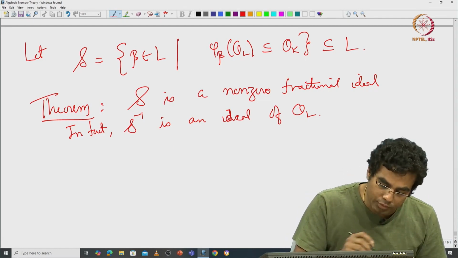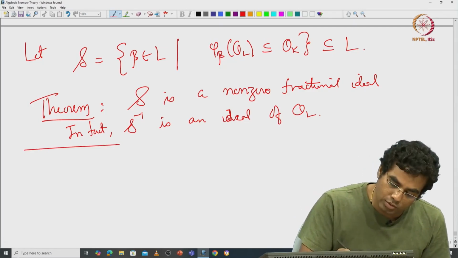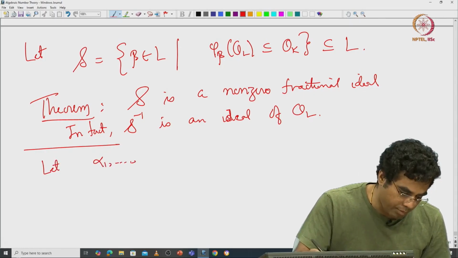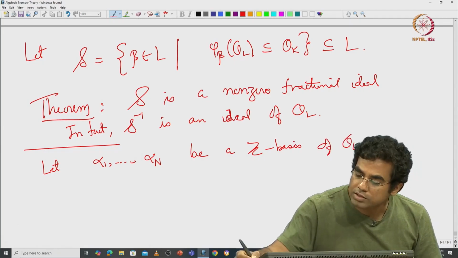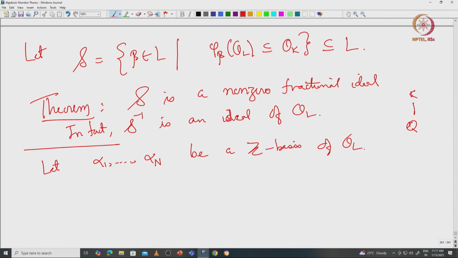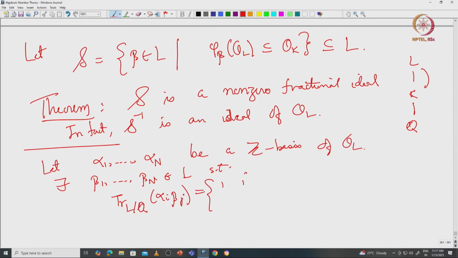All right. So, how do we prove this? The proof will take several steps. Let alpha 1 up to alpha N be a Z basis of OL. Remember that this is what we are interested in studying, but I am going to go all the way down to Q to study this. So, there exist beta 1 up to beta N in L such that trace from L to Q of alpha i beta j is equal to 1 if i is equal to j and is 0 if i is not equal to j. So, this is called a dual basis.